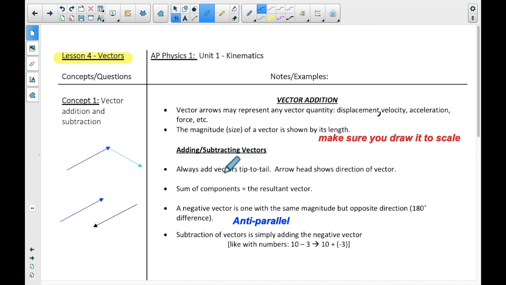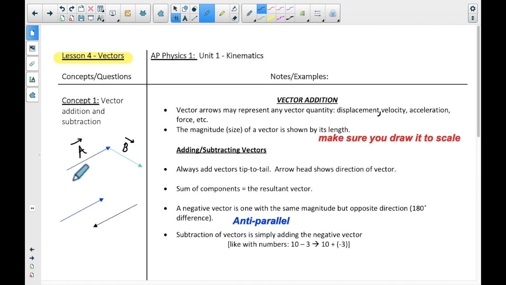Always add vectors tip to tail. That means, let's say this vector is vector A, and when I write a vector, I draw a little arrow over it to show that that's a vector. So vector A goes from here to here at this particular angle, and if I want to add to that vector B, it's going to go tip to tail, so that the tip of vector A touches the tail of vector B, and so forth. And then the arrowhead shows the direction of the vector. So that arrowhead is showing you, okay, it's going up and to the right, not down and to the left.